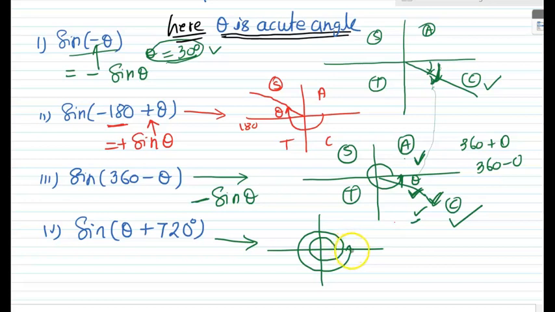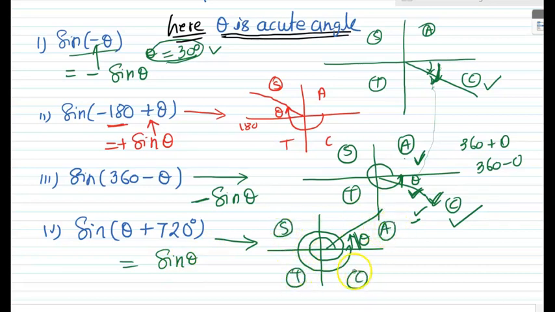720, and after 720, you are entering the first quadrant. Is that okay? So this is your theta. This angle is your theta. So sine of theta plus 720 is sine theta, and here it is A, S, T and C. A stands for all positive. So it is positive. Either you put a positive sign or don't put a positive sign. Doesn't matter. Is that okay? Any questions, guys?